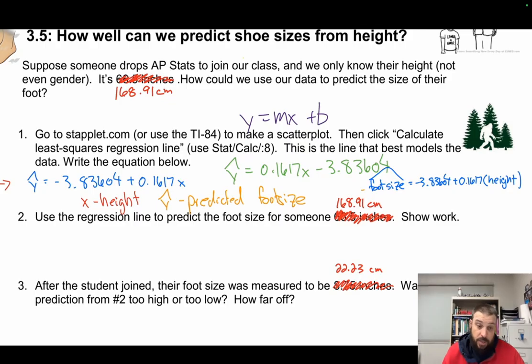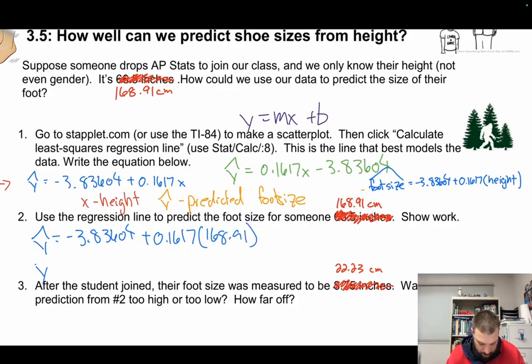All right, now what can we do with this? Well, that takes us to 2. We can use that equation now to predict the foot size for anyone. We have their height of 168.91, so we can substitute that in for x. So I get our equation y hat equals negative 3.83604 plus 0.1617 times our 168.91. After working that out, we get y hat equals 23.476.